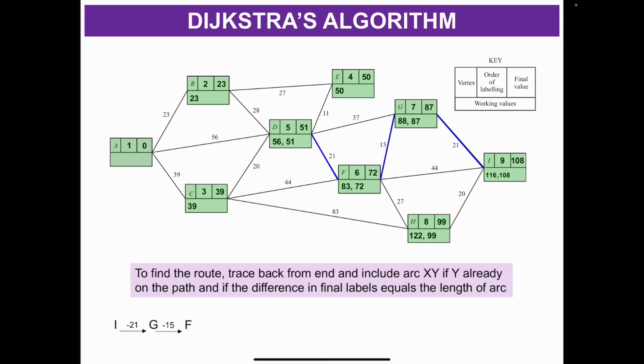Then from F, 72 minus 21 is 51. I am at D. 51 minus 28 is 23, so I'm at B. And 23 minus 23 is 0, I am at A. So the shortest path is A, B, D, F, G, and I, and the length is 108 units.